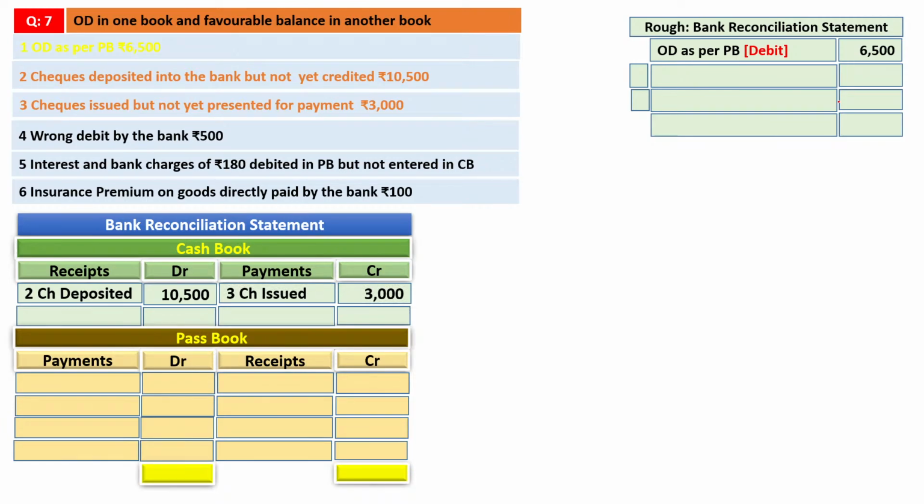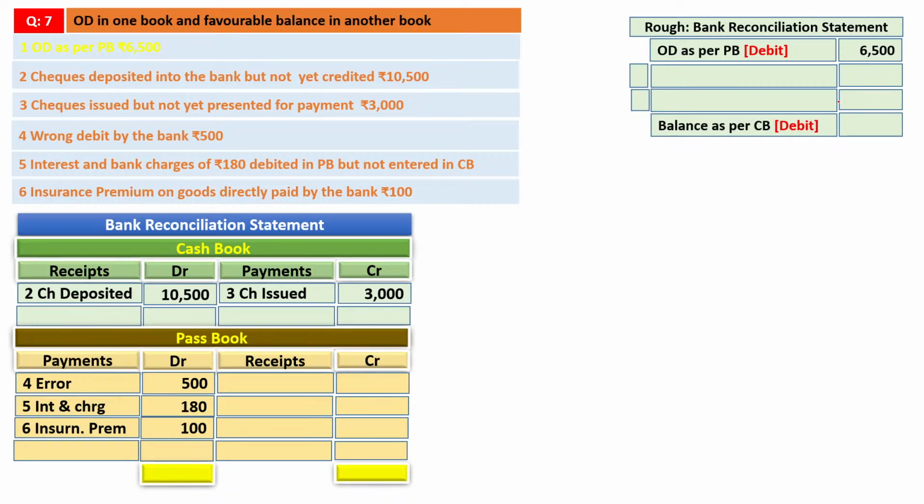Wrong debit by the banker. The banker made a debit wrongly in their passbook for 500 rupees. Then put the value on the same side because it's an overcasting error, right? Wrong debit means overcasting in the debit side. Interest and bank charges of 180 debited in the passbook but not entered in the cash book. Bank charges and interest are both expenses, debited to the payment side of the passbook, but there is no corresponding record in the cash book. And insurance premium on goods directly paid by the banker, as per the standing instruction. There will be a payment record in the passbook, not a corresponding record in the cash book. So this value being 100.